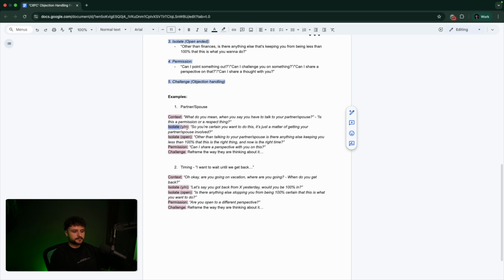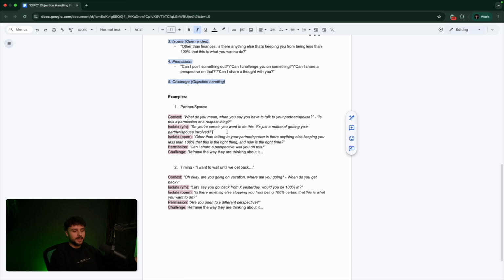You got the context, the prospect answers, then you're going to isolate. We want to isolate that specific objection, that they only need to talk to their partner or spouse, and there's nothing else that's holding them back. So first we isolate with a yes or no question. So you're certain you want to do this. It's just a matter of getting your partner or spouse involved, right? Yes or no.